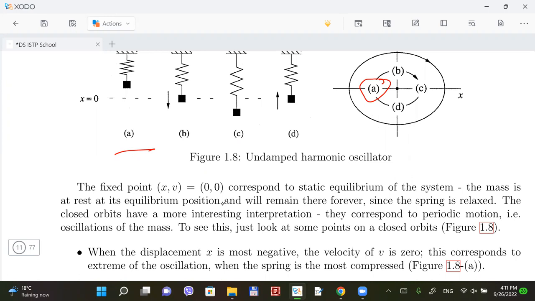That's true, but I will talk about this later when I classify the fixed points. So this is the fixed point which is called a center. This is the only fixed point that is stable, but not asymptotically stable. So you will never approach that point, but the movement is the same.